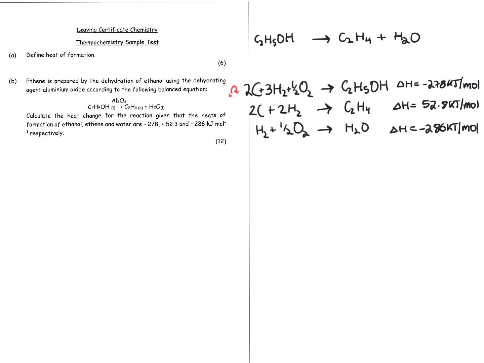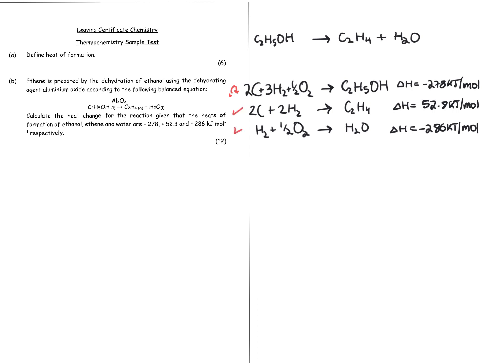For the next one then, for C2H4, it needs to be on the right, and it is on the right, and we need it to be 1 C2H4, and it is 1 C2H4, so that's perfectly fine the way it is. And for the third one, it's also grand the way it is too, because we have the H2O on the right-hand side, and it is on the right-hand side in the equations that we have, so both of these guys can stay exactly as they are.